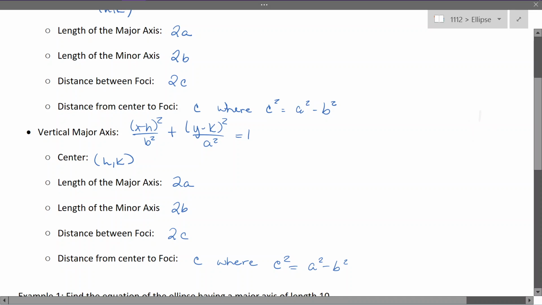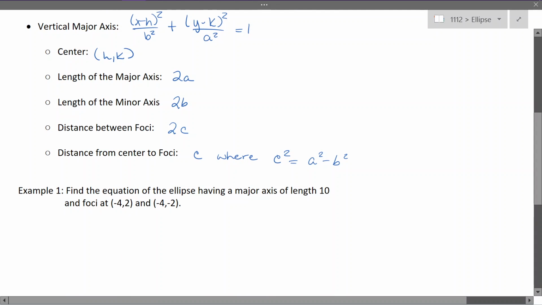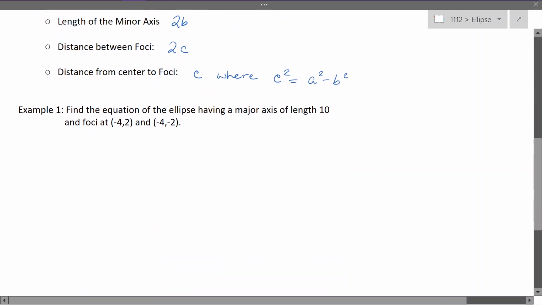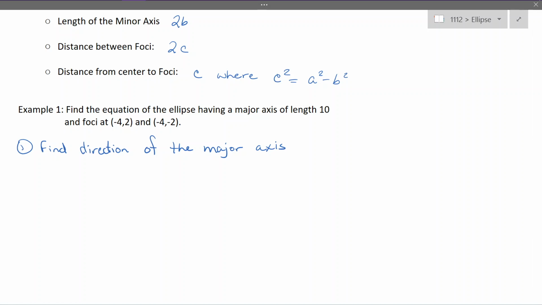So let's look at a couple of examples. In this first example, we have: find the equation of the ellipse having a major axis of length 10 and foci at (-4, 2) and (-4, -2). So first, we want to find the direction of the major axis, because that's going to tell us which form we need.